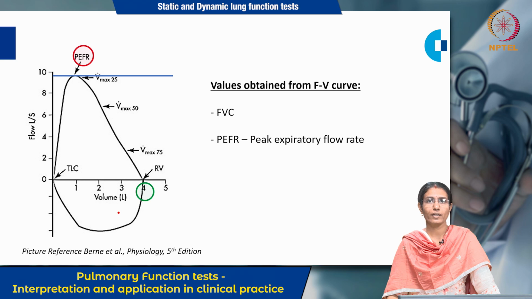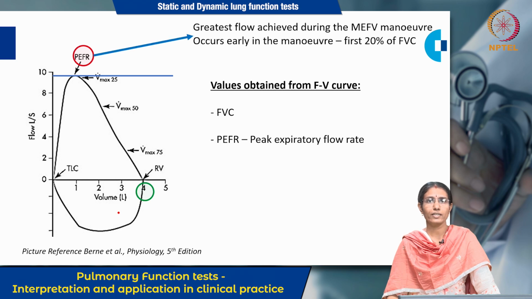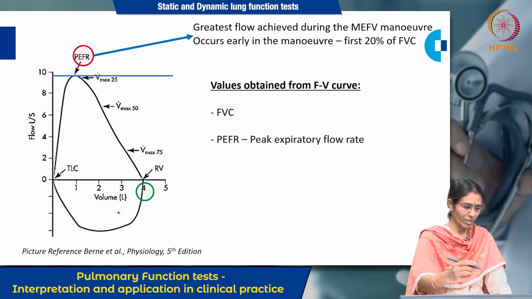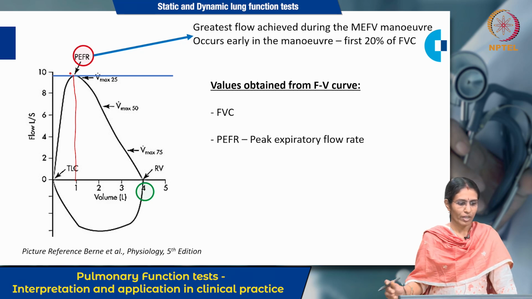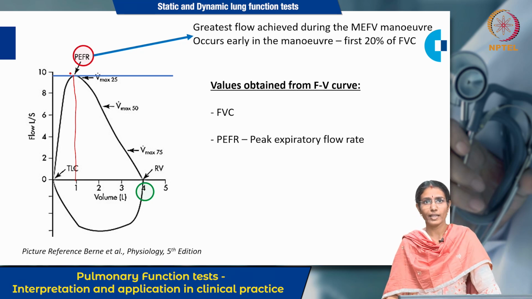What is peak expiratory flow rate? That is the highest flow or the greatest flow achieved during the expiratory maneuver. This occurs early in the maneuver itself. You can see from this graph that when only 20% of the FVC is exhaled, the peak flow is obtained at that point itself. So peak expiratory flow occurs early in the maneuver.